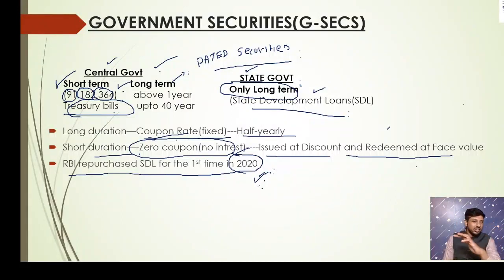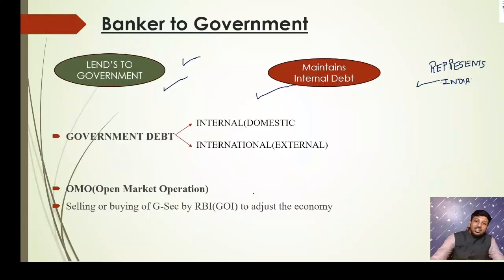RBI regularly used to purchase the long-term securities of the state government. If you are thinking that RBI is acting as a banker to the government, and you answer with that thought in mind, you will say yes. But there are exceptions: for the first time and only one time RBI repurchased SDL, only during 2020. It is not happening regularly. It is happening rarely. So these are the points you have to remember with respect to G securities. And with these G securities, the RBI is going to lend money to the Government of India. And this is the first role.